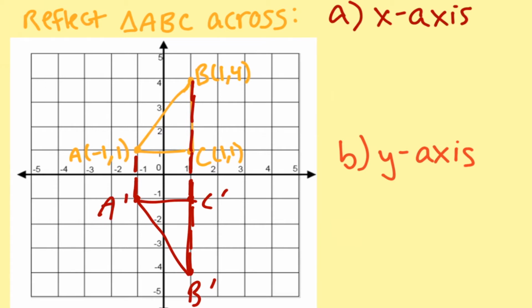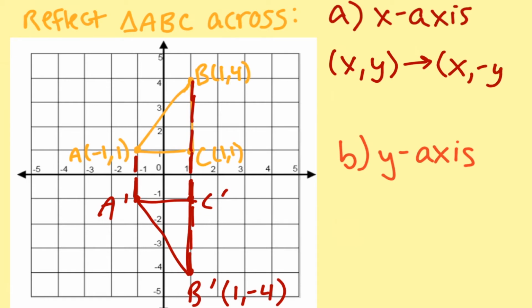If we wanted to write it as a rule, we could write (x, y) goes to, and let's look at B for example. The new point was (1, -4). The x value stays the same, and that's going to be the same for all the coordinates. And then the y value is negative. So we write negative y, meaning you're going to change the sign of the y.